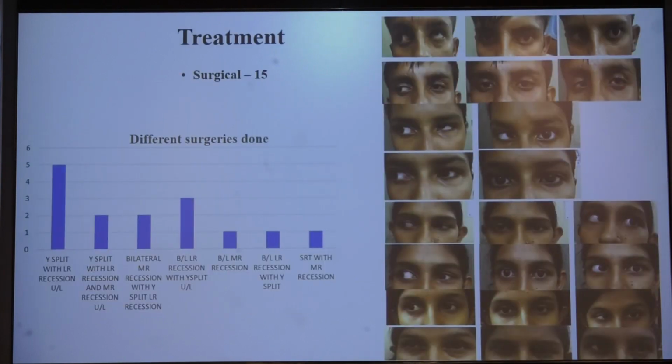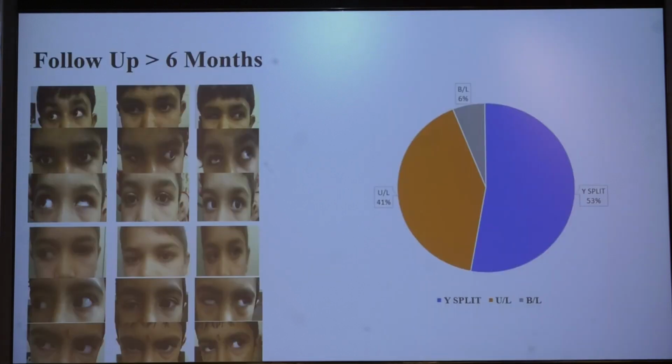The treatment was surgical intervention, and it was case-based, tailored according to the clinical findings and the intraoperative findings. Of the different procedures done, Y-split with LR recession, whether unilateral or bilateral, was done in the majority of cases, followed by Y-split LR recession with MR recession, and bilateral MR recession or SRT with MR recession was done in a minority of cases. Coming to the follow-up of 6 months, Y-split surgery was done in 53% of the cases, and unilateral Y-split was done in 41% of the cases.